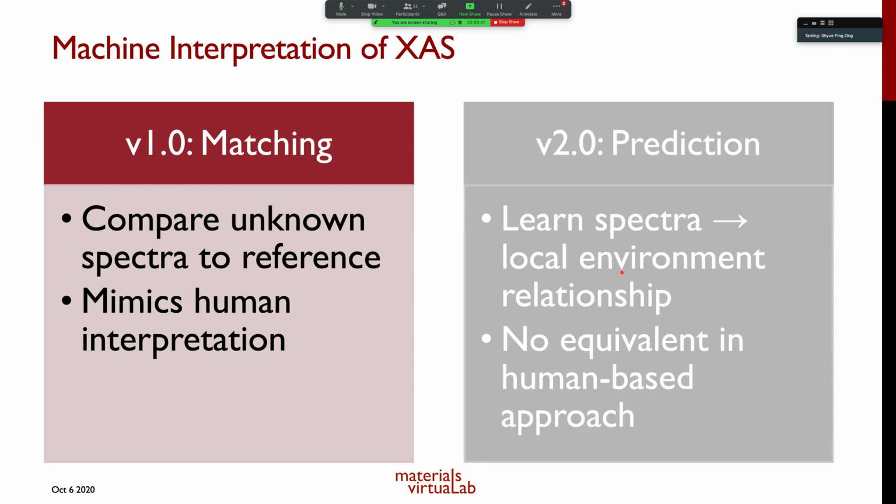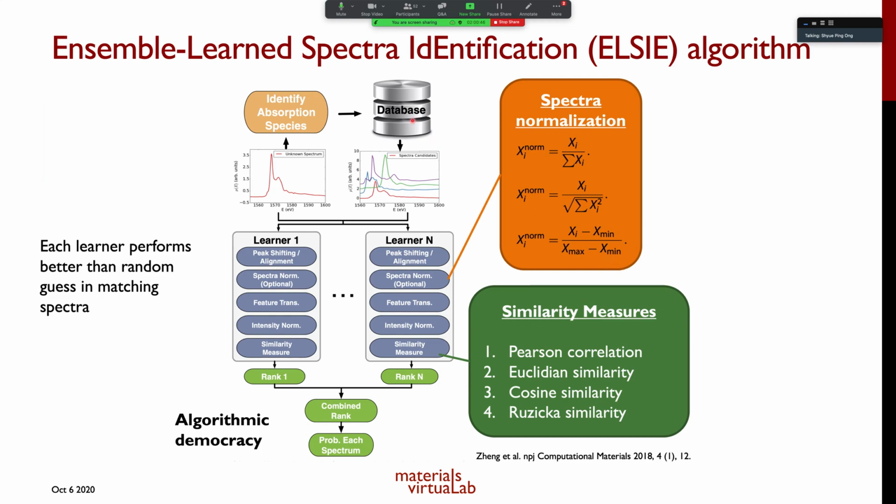Let me quickly go through the first approach, which is the matching approach. We have our database of XAS spectra. The algorithm that we developed is what is known as the Ensemble-Learned Spectra Identification algorithm, in other words ELSIE. This is based on ensemble learning. Ensemble learning just essentially means that I have a number of learners, and each of the learners performs better than random guessing in matching the spectra.